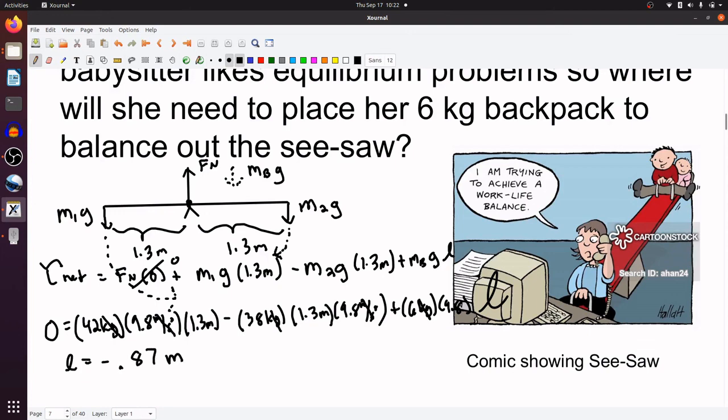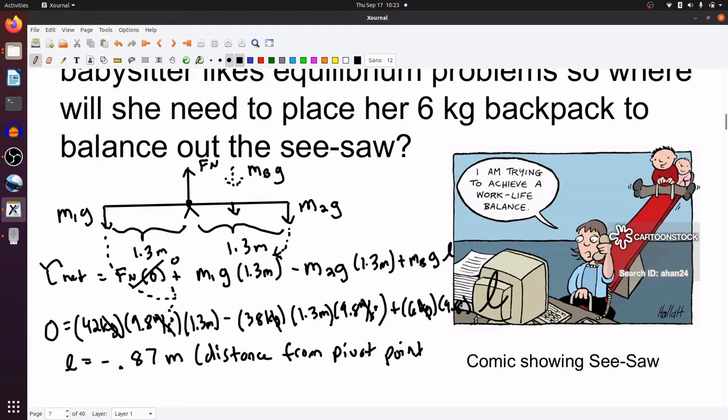All right, so what does that mean? That means negative 0.87 is the distance from the axis of rotation, or from the pivot point. We're going to say pivot point to keep consistent. And since it's negative, it'll have to be on the clockwise side. And so, well, this is 1.3. That means the backpack is going to be, well, right where I put it. I did not mean that on purpose, but yeah, it's going to be somewhere in that region.